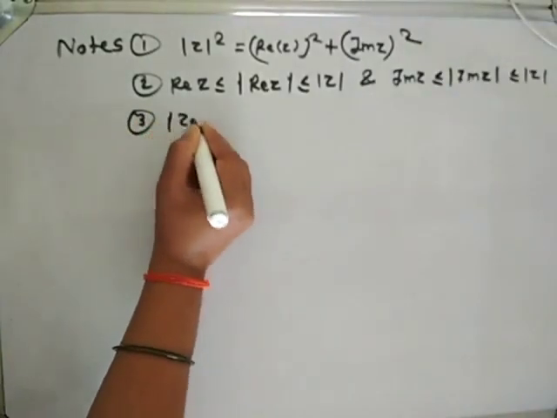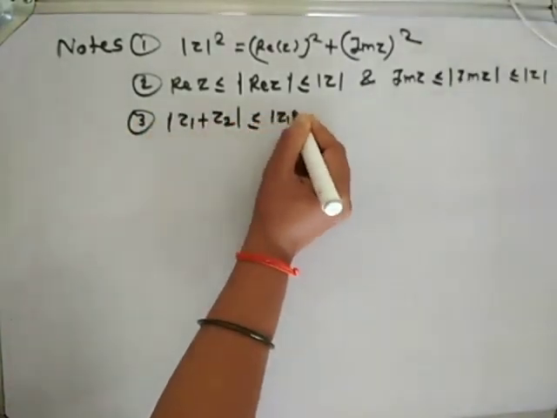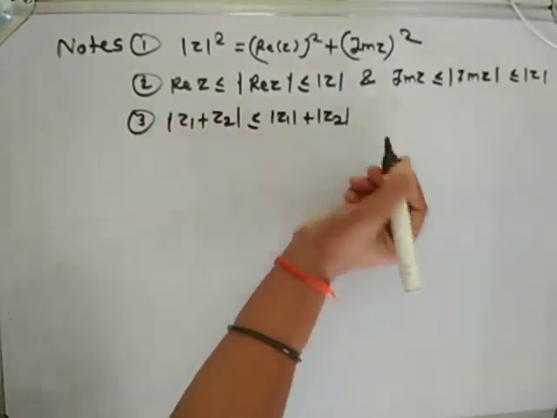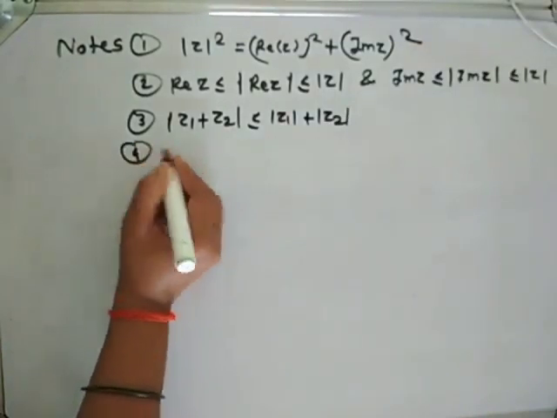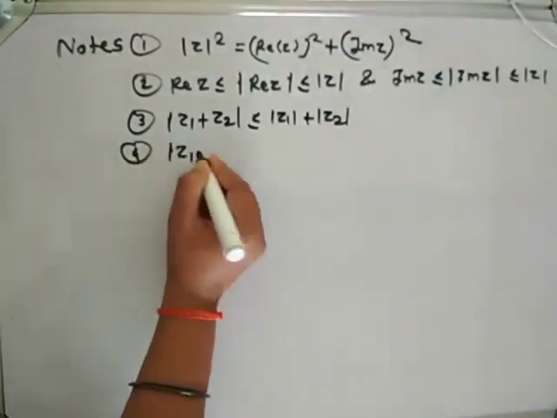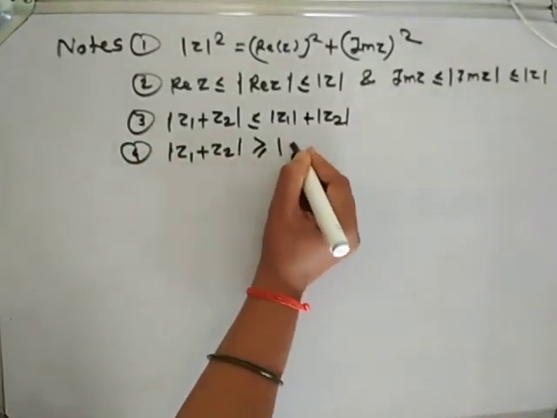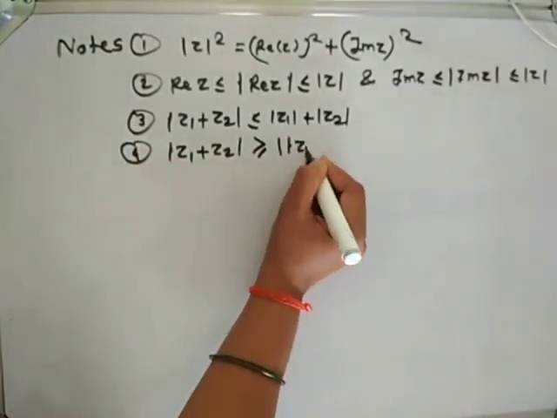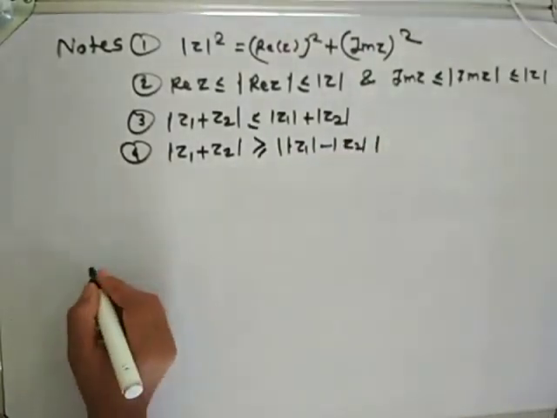Third is mod z1 plus z2 is less than or equal to mod z1 plus mod z2. This is the triangle inequality. Fourth, mod z1 plus z2 is always greater than or equal to modulus of mod z1 minus mod z2.